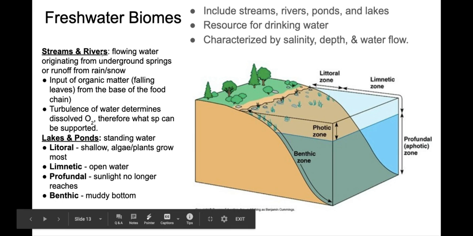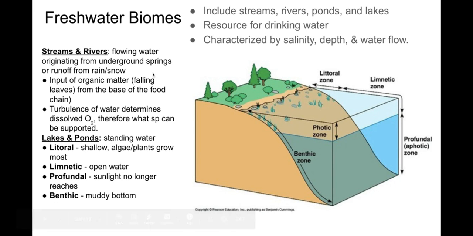So streams and rivers are going to be flowing water. They usually come from underground springs. There's going to be a lot of input of organic matter because of the runoff from falling leaves. And then turbulence is going to determine the dissolved oxygen. If you remember, that was in one of our latest units. Therefore, it's going to determine what species can be supported.